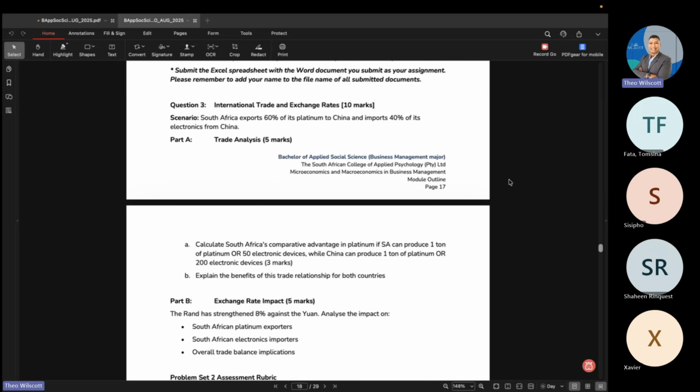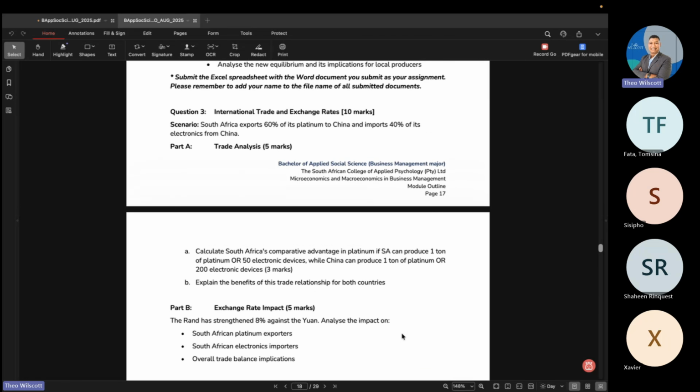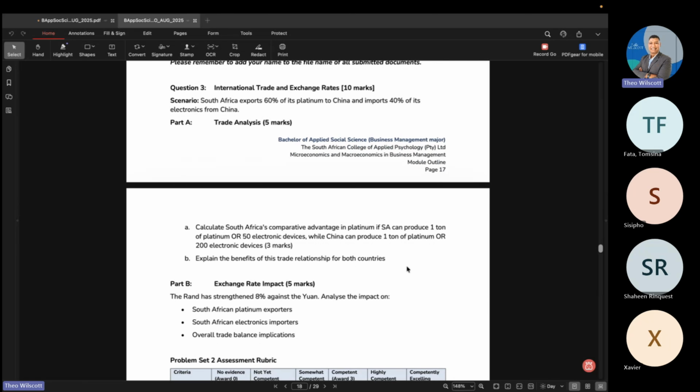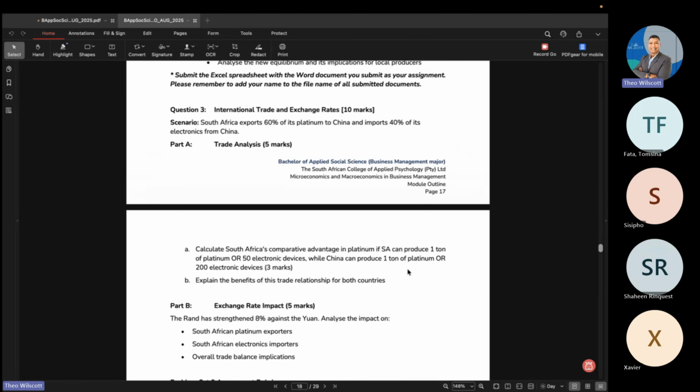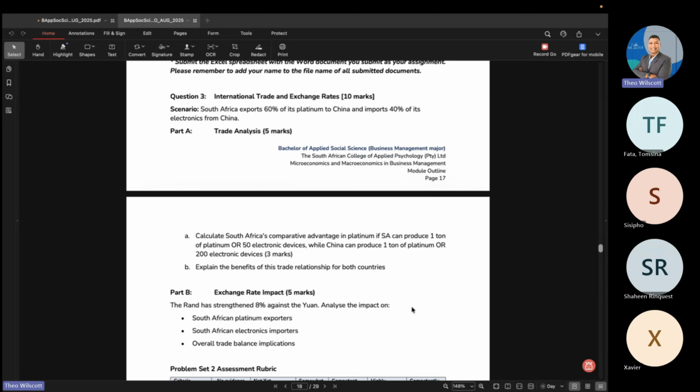All right, question 3. I'll move through question 3 very quickly. International trade and exchange rate for 10 marks. South Africa exports 60% of its platinum to China, imports 40% of its electronics from China. So there is a bit of a trade, we call it trade surplus. We don't have a trade surplus. We've got a significant trade deficit with China. We import a lot more from China than we export to them.